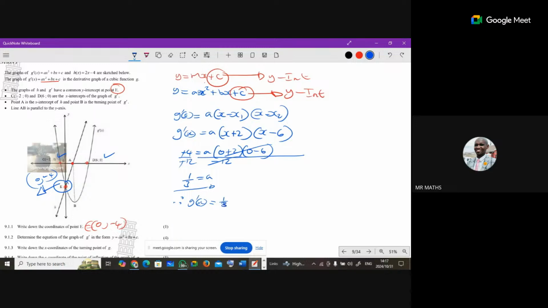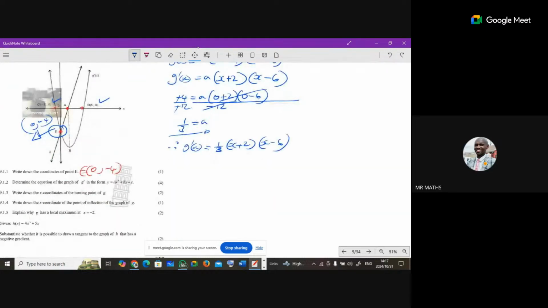1/3 into x plus 2 into x minus 6. Are we together? Then you expand all that, leaving 1/3 aside. x multiplied by x is x squared. x multiplied by -6 is -6x. 2 multiplied by x is +2x. -6x plus 2x is going to give us -4x. Okay. 2 multiplied by -6 is going to give us what?